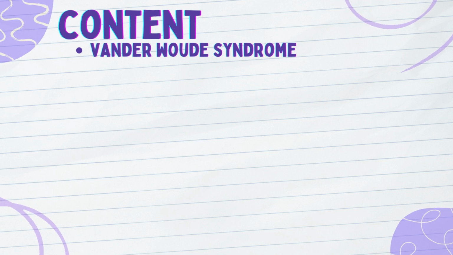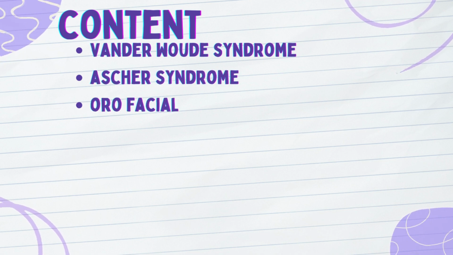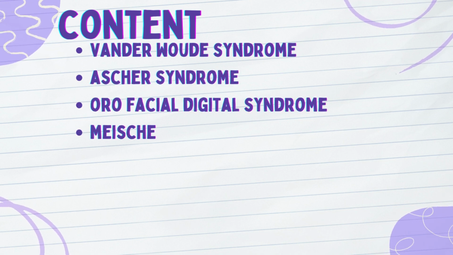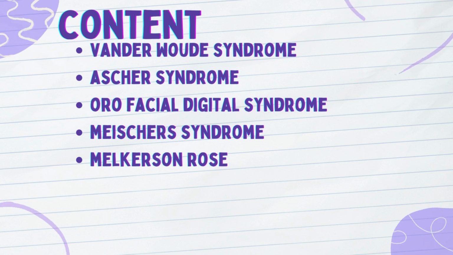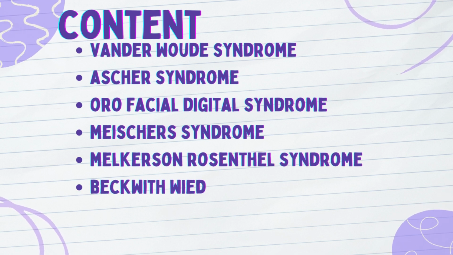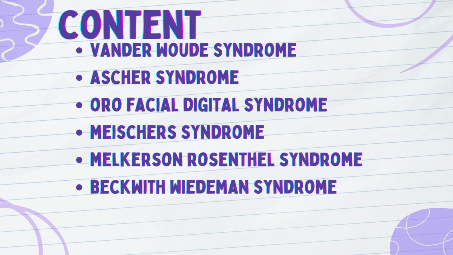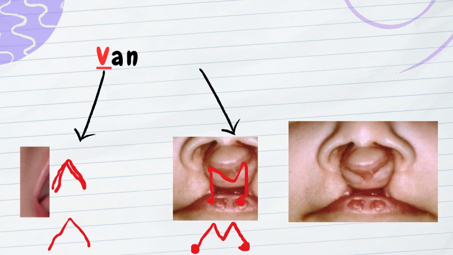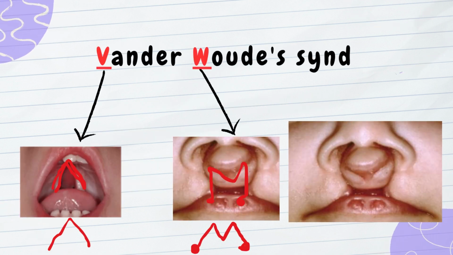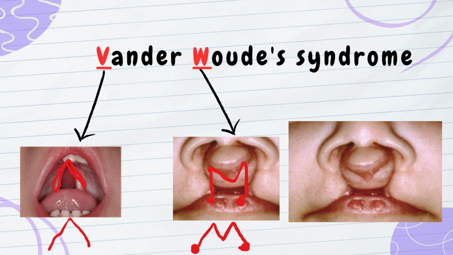So today we'll be learning about Van der Woude syndrome, Asher syndrome, orofaciodigital syndrome, Michaud syndrome, Melkersson-Rosenthal syndrome, and Beckwith-Wiedemann syndrome. So let's start with the first syndrome, that is Van der Woude syndrome.